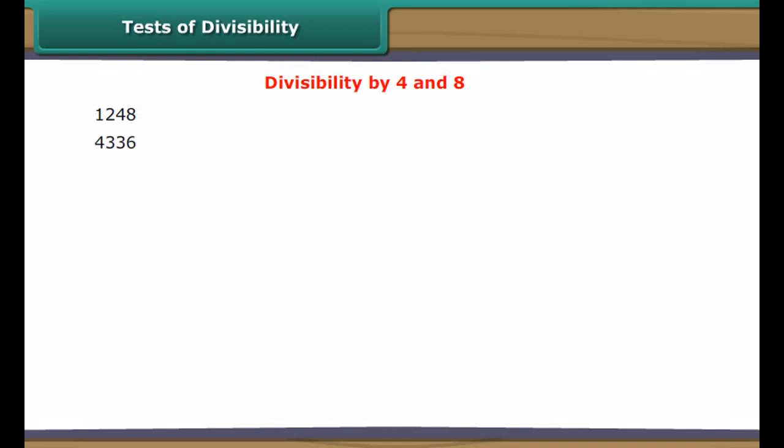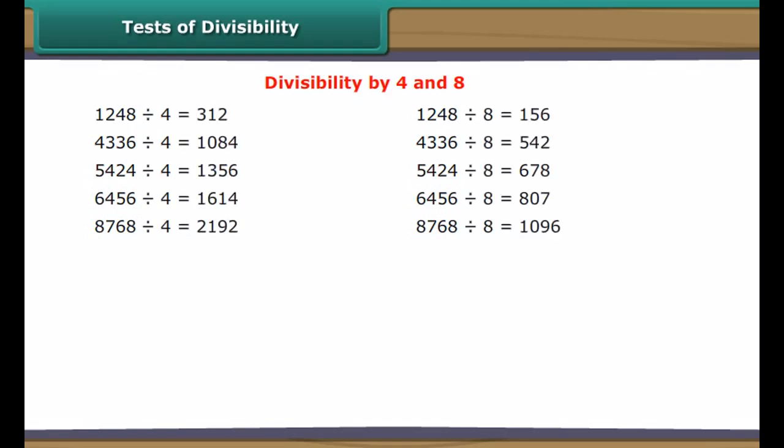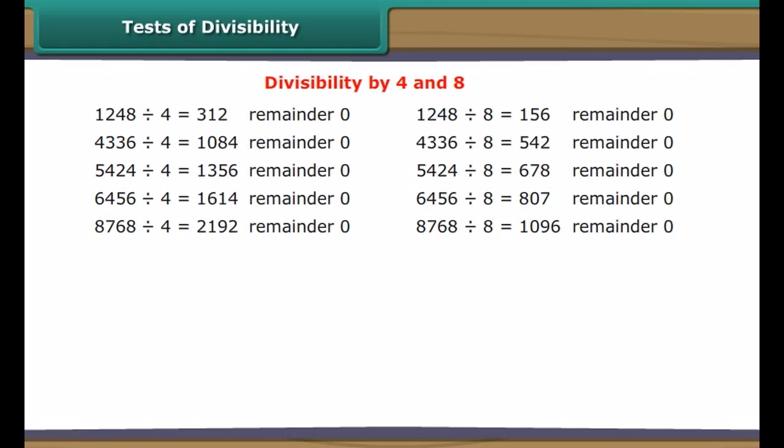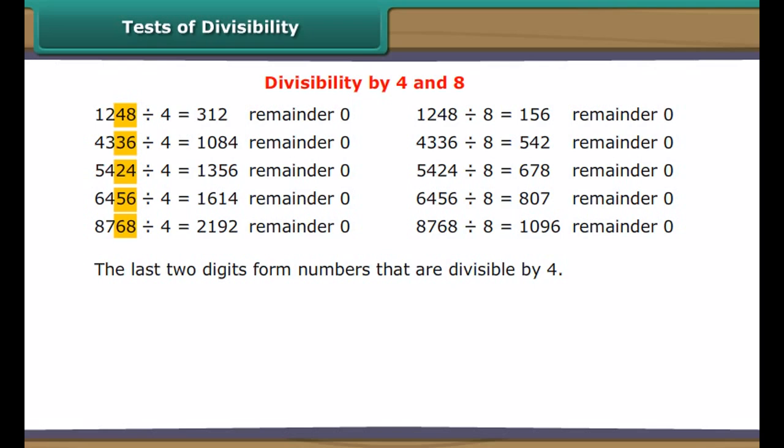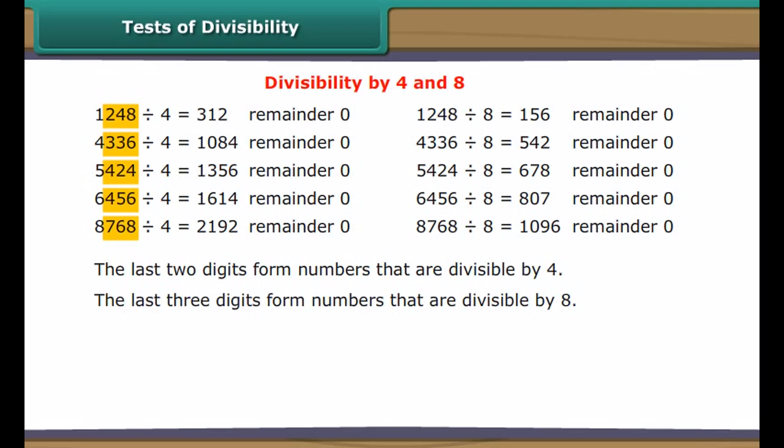Consider some numbers: 1248, 4336, 5424, 6456, 8768. Let us divide them by 4 and 8. 4 and 8 divide them all exactly, leaving no remainder. Consider the last two digits of the numbers: 48, 36, 24, 56, 68. The last two digits form numbers divisible by 4. Consider the last three digits of the numbers: 248, 336, 424, 456, 768. The last three digits form numbers divisible by 8.